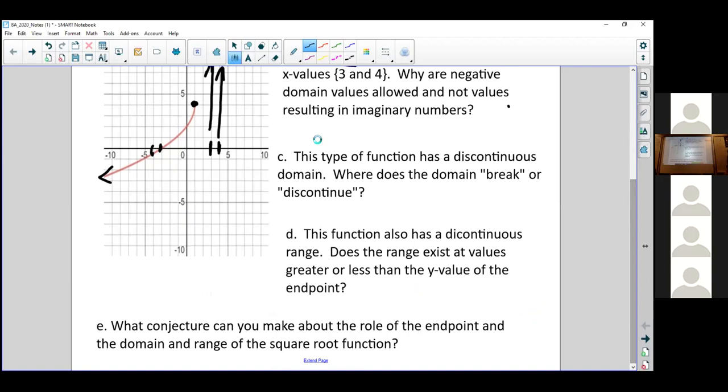What conjecture can we make about the role of the endpoints of the domain and range? It becomes a starting point or an ending point, depending upon how you want to clarify it. I think starting and ending points mean the same thing in math, because in math, we don't have to go from the left to the right. We can go from the right to the left. It doesn't really matter.